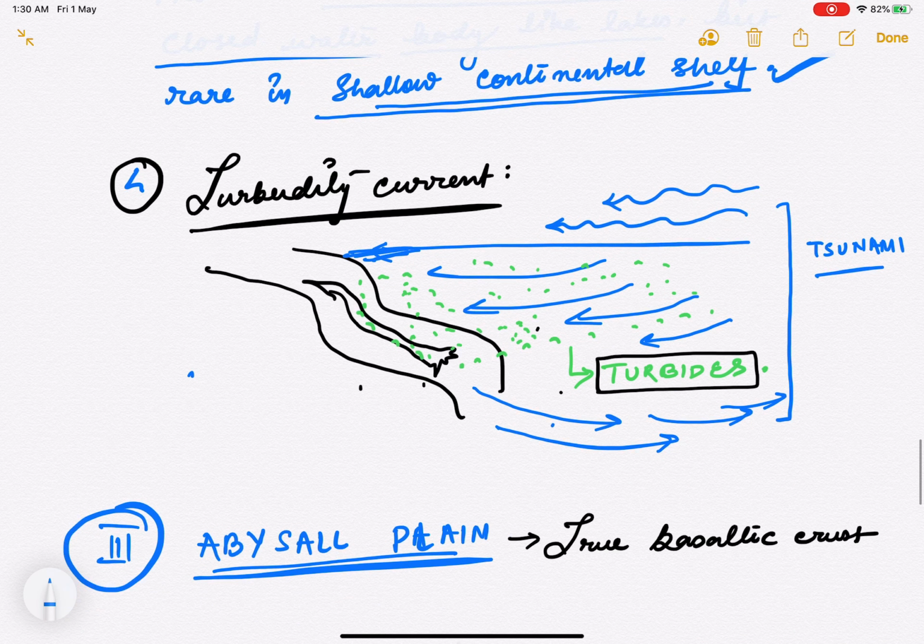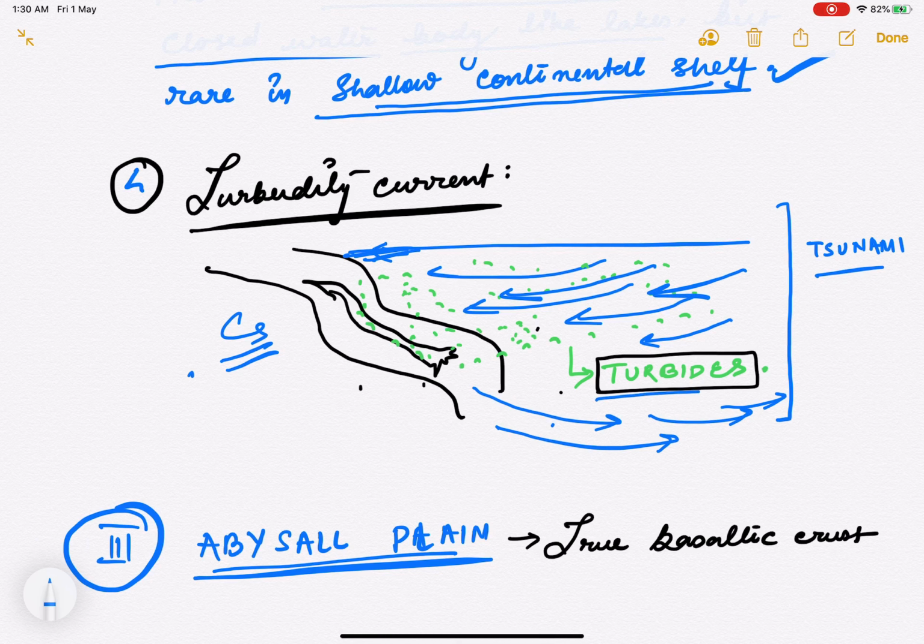Next, we have the turbidity current. Now remember this, the turbidity current is the most accepted reason for it. What is this turbidity current? Understand this. Whenever the water is traveling towards the continental shelf, it is carrying turbidites with it. This green color is nothing but turbidites, and these turbidites basically help in the erosion, and after erosion they move backward.